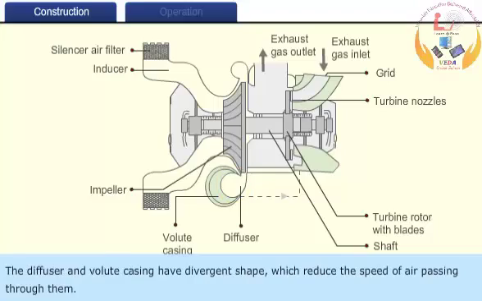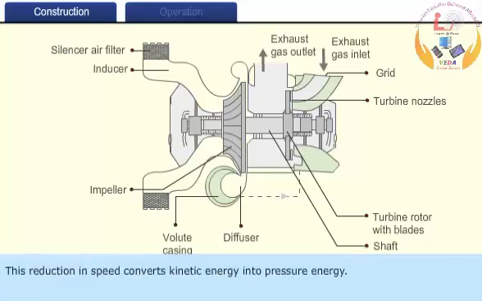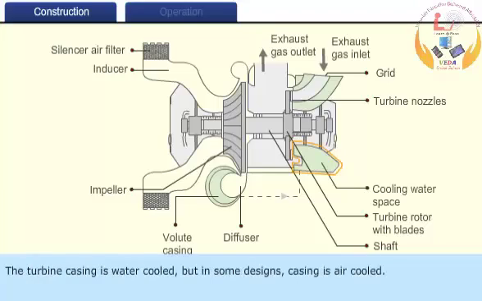The diffuser and volute casing have divergent shape which reduce the speed of air passing through them. This reduction in speed converts kinetic energy into pressure energy. The turbine casing is water-cooled, but in some designs, casing is air-cooled.